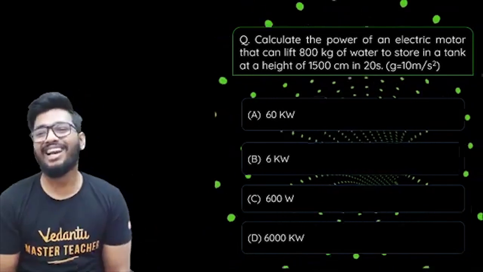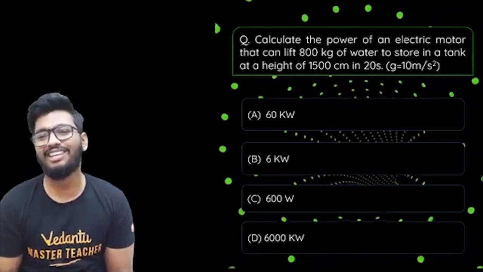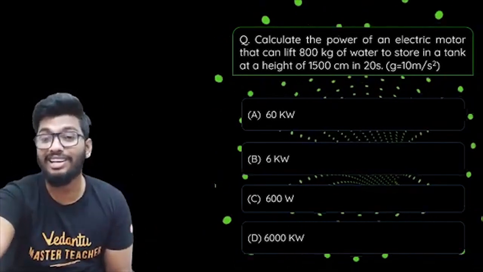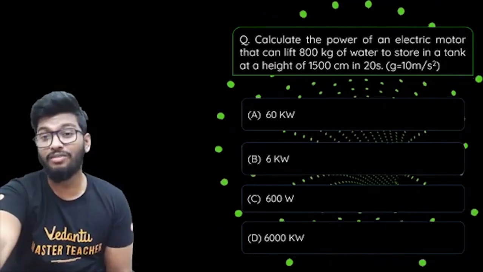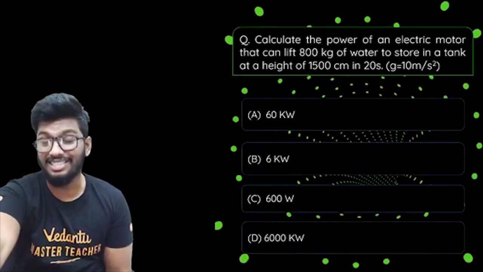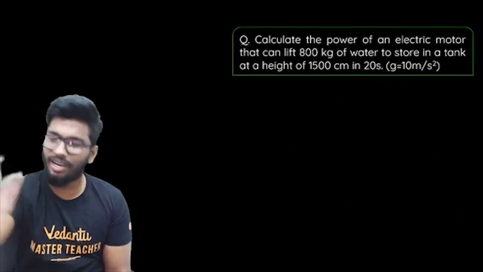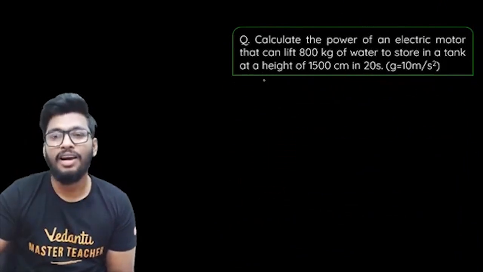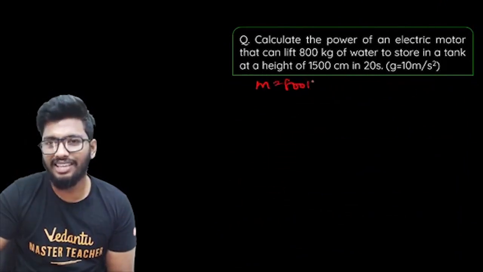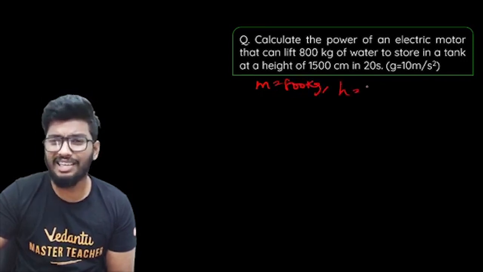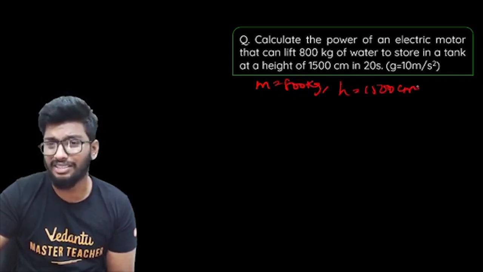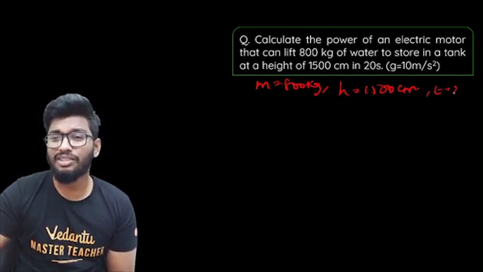Here's another one. Calculate the power of an electric motor that can lift 800 kg of water to store in a tank at a height of 1500 centimeters in 20 seconds. Take acceleration due to gravity as 10 meters per second square. Let's go ahead and do this one also, guys. So mass is given as 800 kg. Height is given as 1500 centimeters. And time taken is given as 20 seconds.